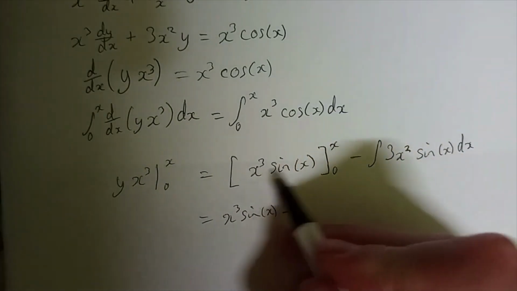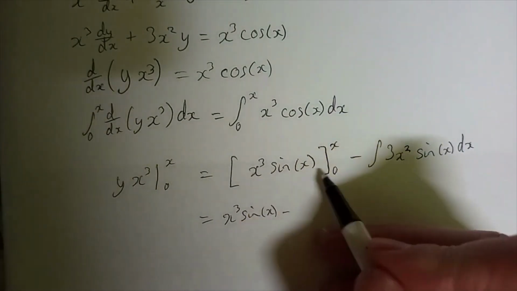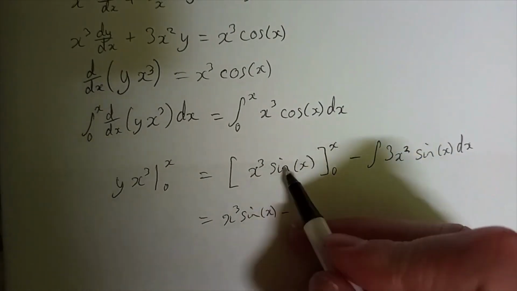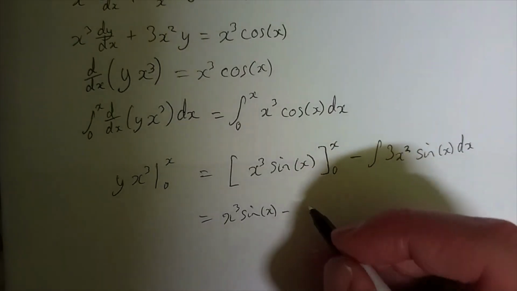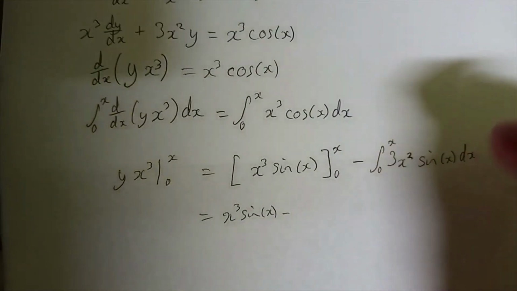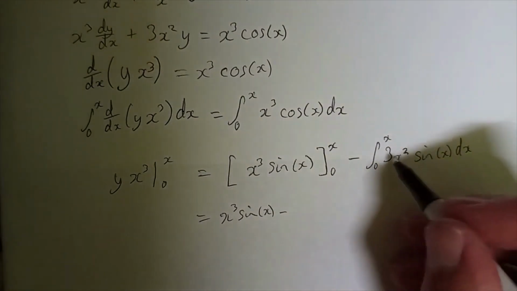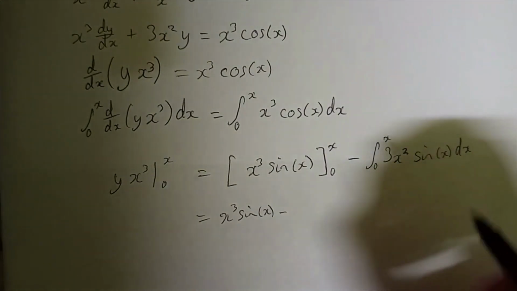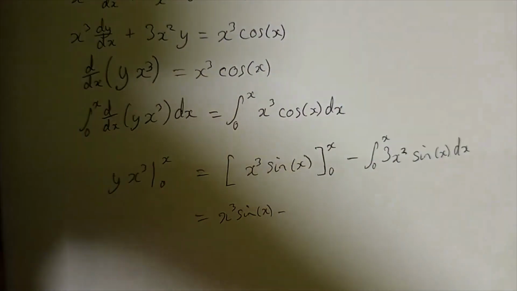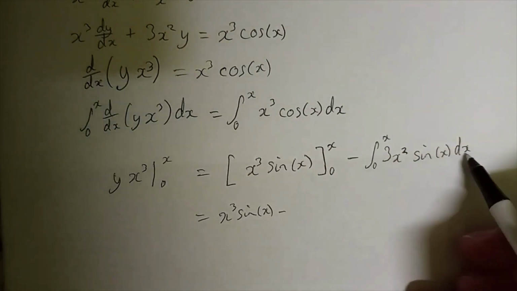If we evaluate this expression at x equals 0, we'll just get 0 times sine of 0, so we get 0 times 0, which is 0. This should have had x 0 there. So we're integrating this from 0 to x. We'll have to again use integration by parts to solve this integral here.